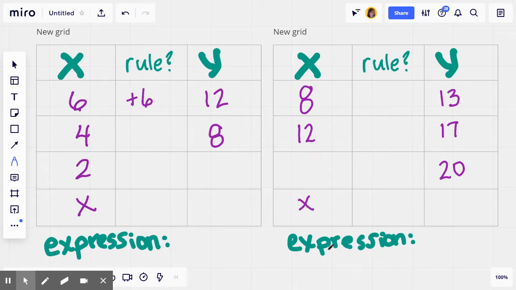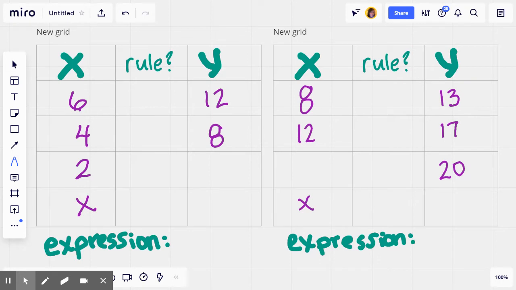So let's see if that works with the next one. How about 4 plus 6? Because remember, the rule has to work all the way through the table. A table's not going to have different rules. Whatever I do to the X to turn it into the Y has to work all the way down. So does this work? 4 plus 6 is 10, not 8. No, it does not. So that means that plus 6 is not our rule because it doesn't work for everything.